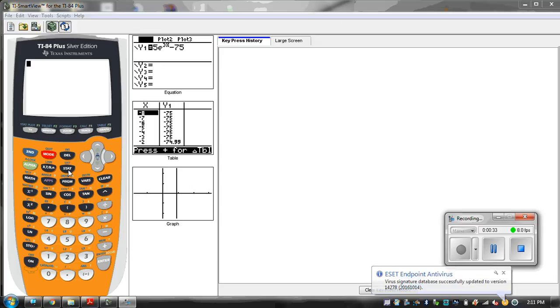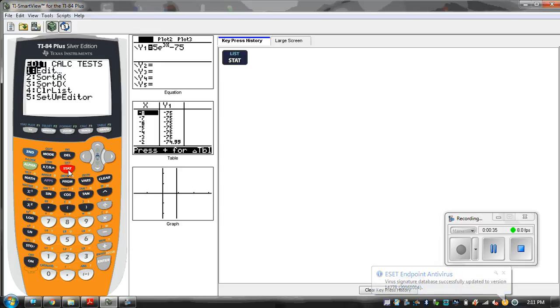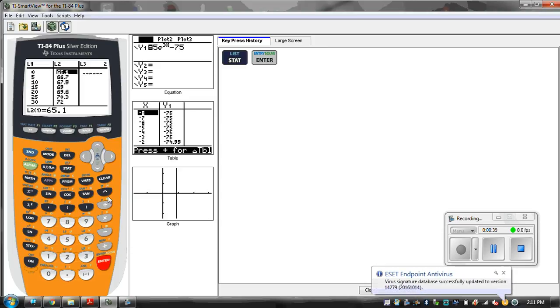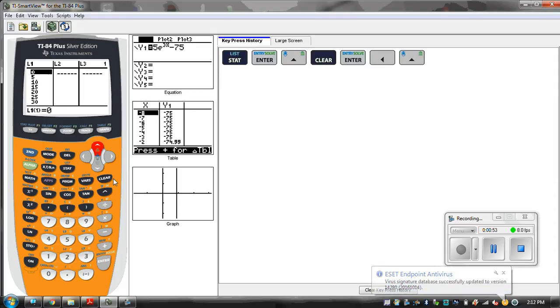I'm going to press stat first, and I'm going to choose option number 1 because I want to edit. Now, I have stuff in both columns, and I don't want stuff in both columns. So I'm going to scroll up to L2, press clear, and enter. Then it clears everything out of L2. I'm going to do the same thing in L1. Go up to L1 so it's highlighted, clear, and enter.